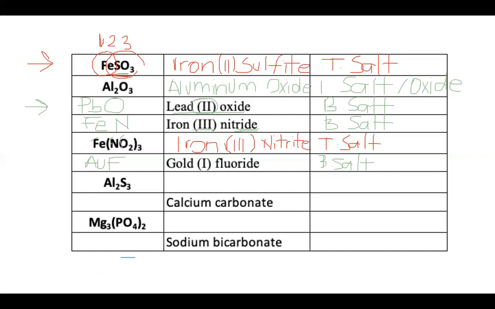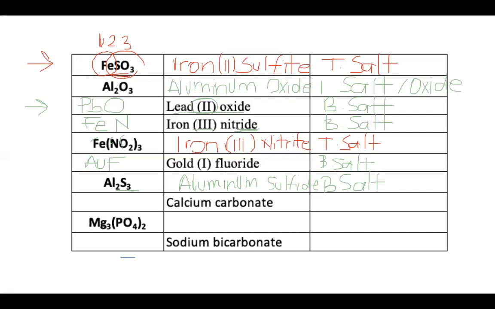We have 2 elements, so we know that it's going to be a binary salt. Okay? The name of the first one is aluminum. I will go a little bit faster. Aluminum. Okay? And S stands for sulfur, so it will be sulfide.